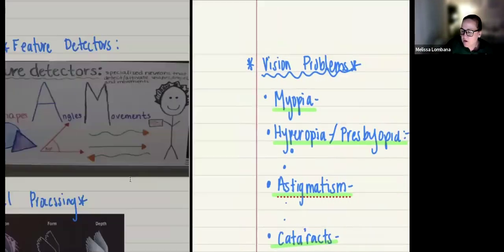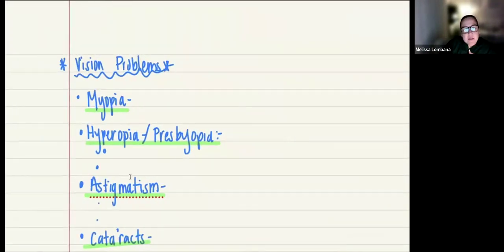And let's talk about some problems in vision. So vision problems, there are a few. The first one is myopia, which is also called nearsightedness. This is when our vision is very good up close, but we're not able to see things at a distance. So like I have myopia, I'm able to see really close, but not far away.